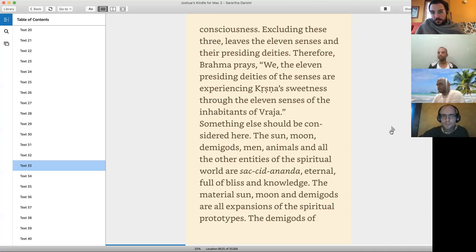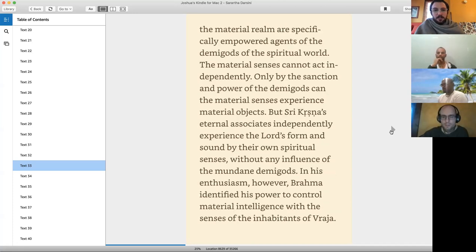the inhabitants of Vraj. Something else should be considered here. The sun, moon, demigods, men, animals, and all the other entities of the spiritual world are Satchit Ananda, eternal, full of bliss and knowledge. The material sun, moon, and demigods are all expansions of the spirit. I was remembering this point when you brought this up, Vijay Prabhu. The material sun, moon, and demigods are all expansions of these spiritual prototypes. The demigods of the material realm are specifically empowered agents of the demigods of the spiritual world.